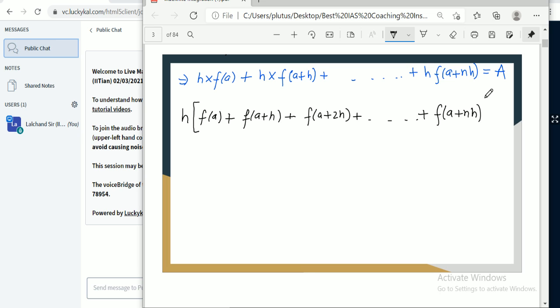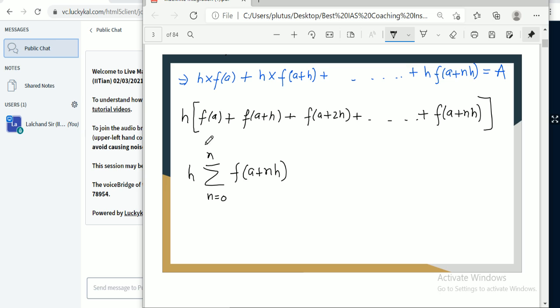If we write in terms of sigma, can we write like this? h sigma of f(a plus nh), where n goes from 0 to n.